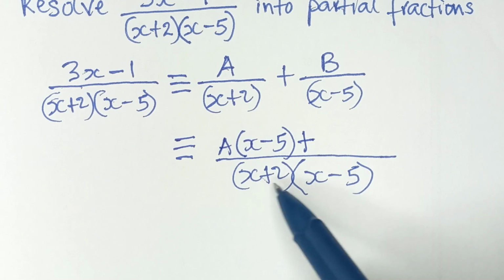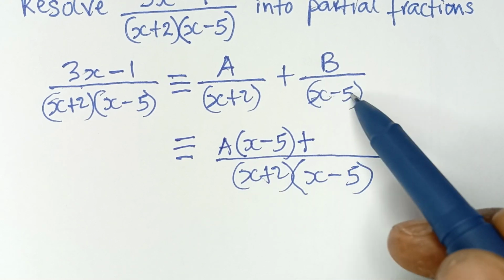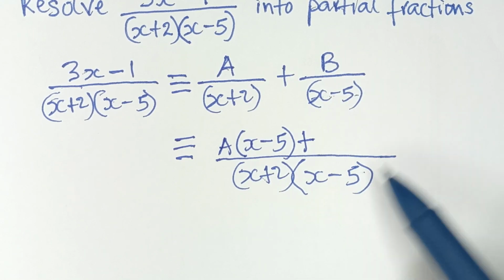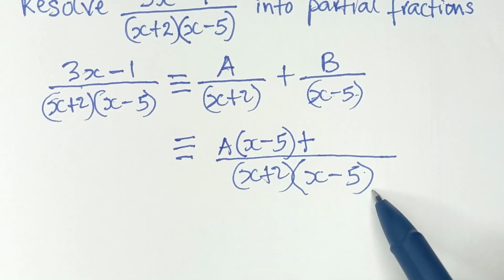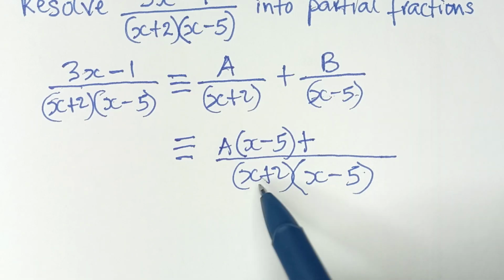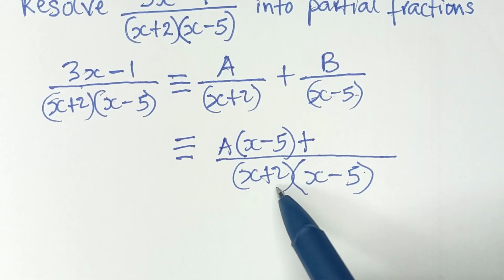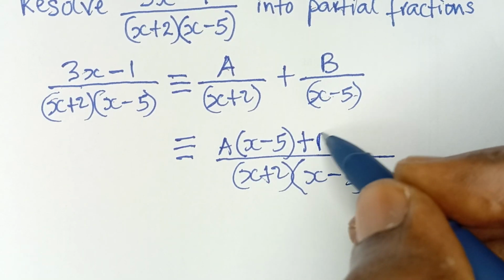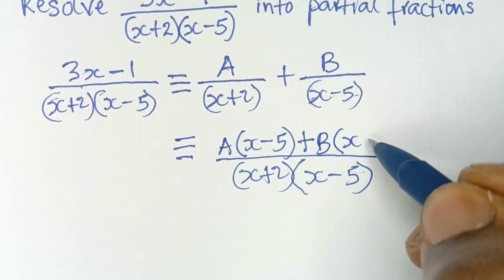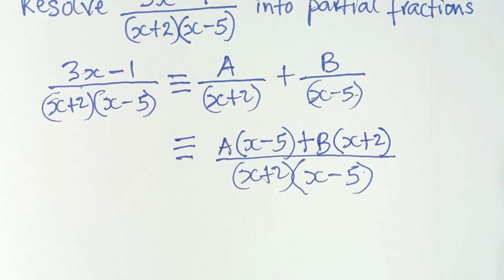Then this LCM divided by this denominator, we also cancel this part, so we'll be left with x plus 2. So we say x plus 2 multiplied by b, and that will give us b times (x plus 2).